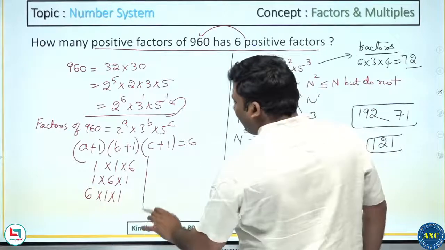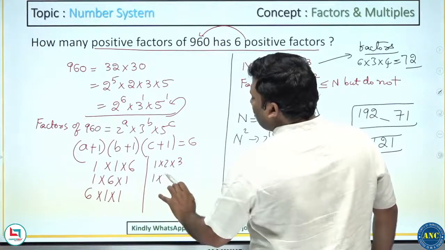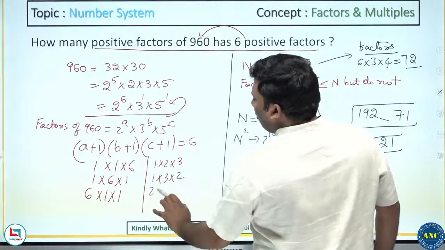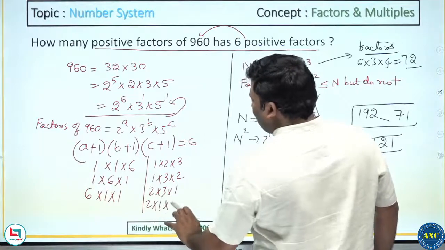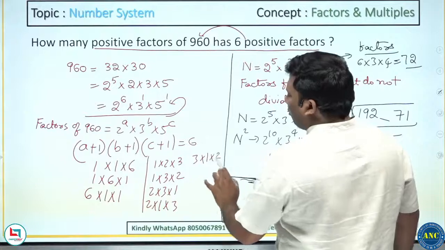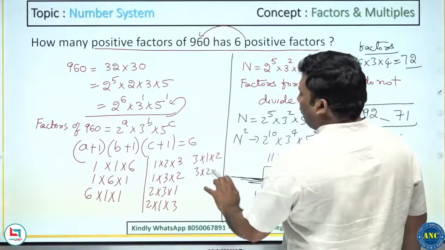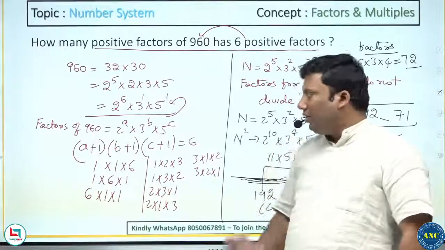Next one. 1 into 2 into 3. 1 into 3 into 2. 2 into 3 into 1. 2 into 1 into 3. 3 into 1 into 2. 3 into 2 into 1. Now, please don't take all the cases. Some cases we need to eliminate.